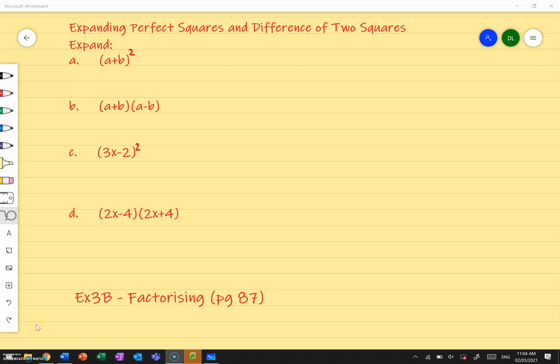Alright, this is the first time we've gone through exercise 3A, the start of it, and it's an extension of 3A, looking at expanding perfect squares and difference of two squares. Now, Keely, what defines a quadratic? What makes a quadratic different from a linear equation? The power. Awesome, the power. So, if I'm looking at a quadratic equation, we know it's to the power of 2.